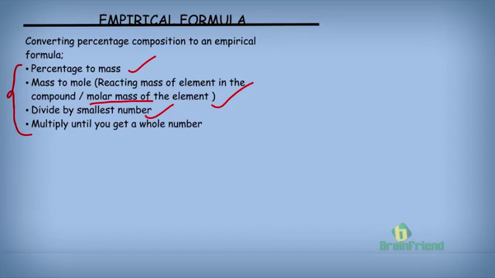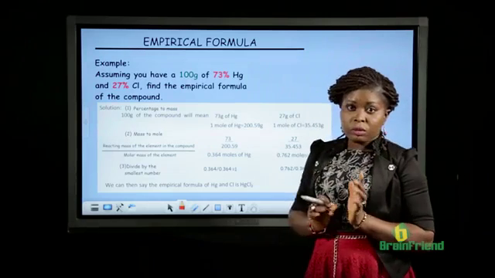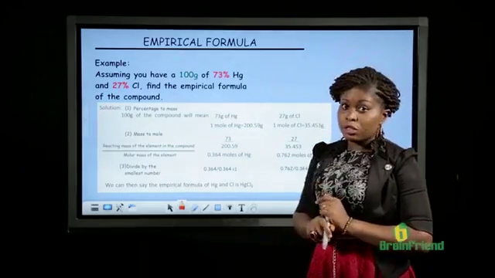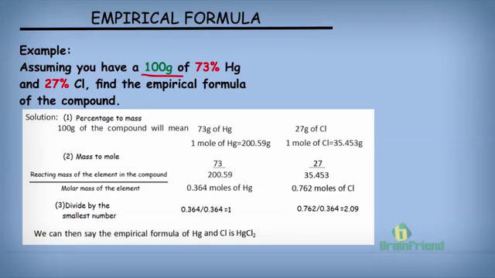Then after that, you multiply until you get a whole number. But this step sometimes may not be needful, especially if the numbers already gotten in the previous step are already whole numbers. So we are going to have a simple problem, and we'll see how we make use of this method to get the empirical formula. Assuming you have 100 grams of a compound with 73% mercury and 27% chlorine, find the empirical formula of the compound.